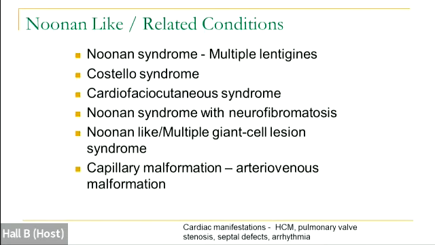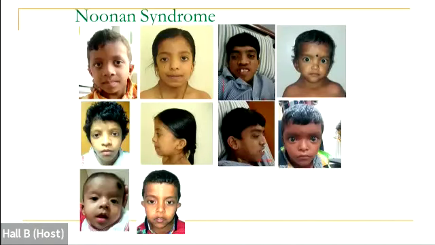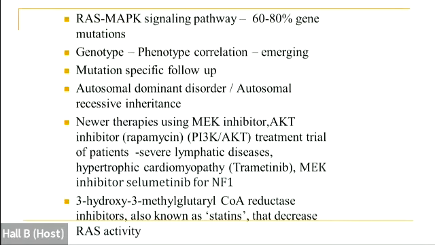Noonan syndrome with neurofibromatosis. Now we know that all of these collectively are called RASopathies, which are caused by mutations in a particular pathway, that is the RAS-MAPK signaling pathway. So these are the Noonan syndromes molecularly proven with different genes in the RAS-MAPK pathway. So now genotype-phenotype correlation is emerging. Now we have mutation-specific follow-up, and they can be autosomal dominant as well as, rarely, autosomal recessive inheritance. And then now we have newer therapies based on the underlying genes.